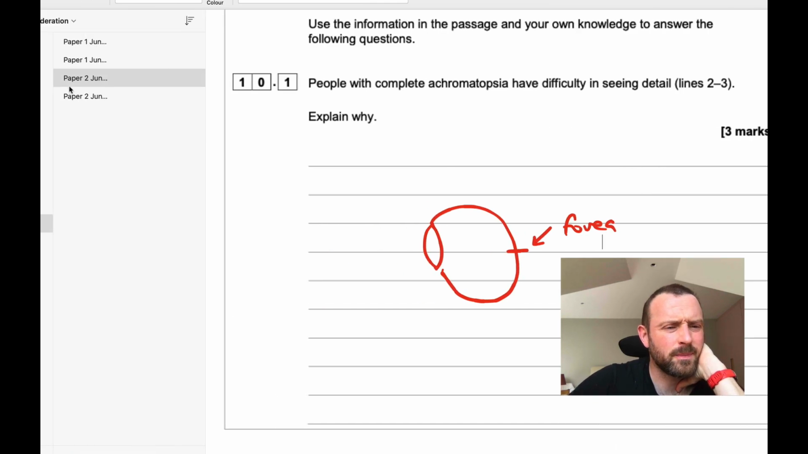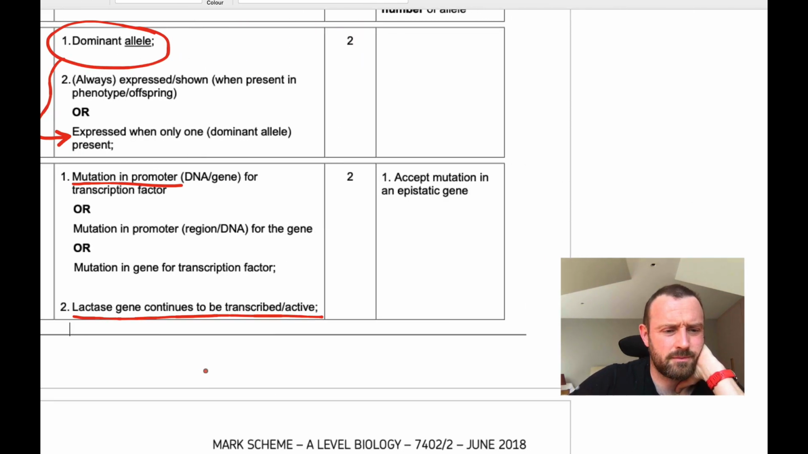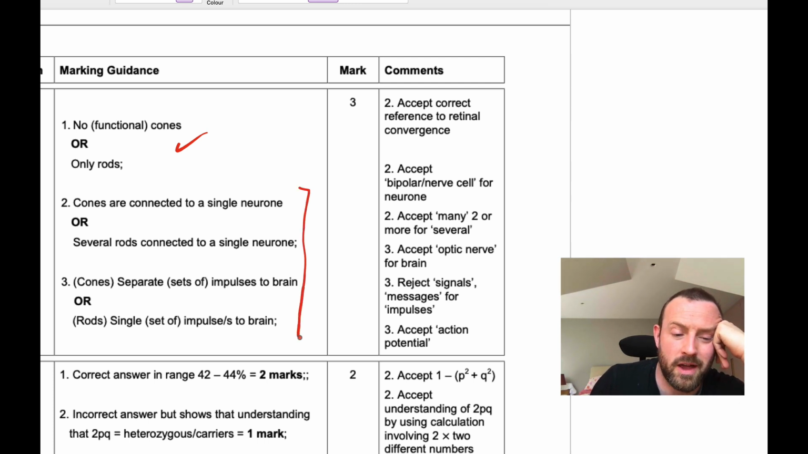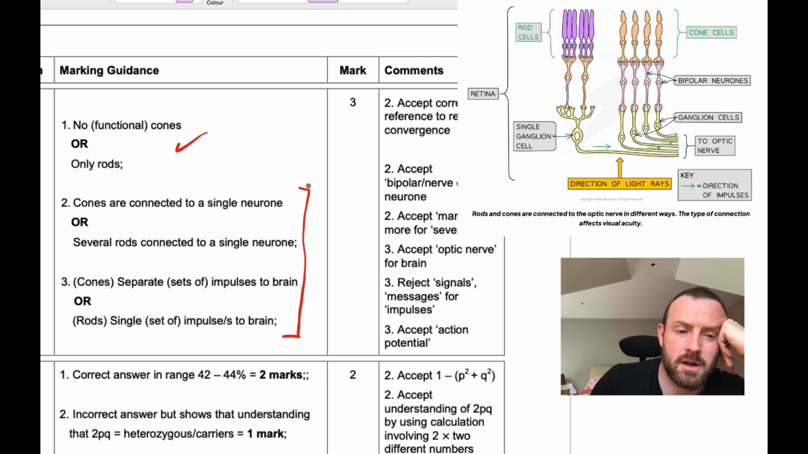Okay, is that enough? So no cones and only rods. Yeah. No, okay, nothing about the fovea here. You want to talk about how they are wired. Yeah, this is new to me. I've only taught this part of the eye this year, so this is kind of new to me.